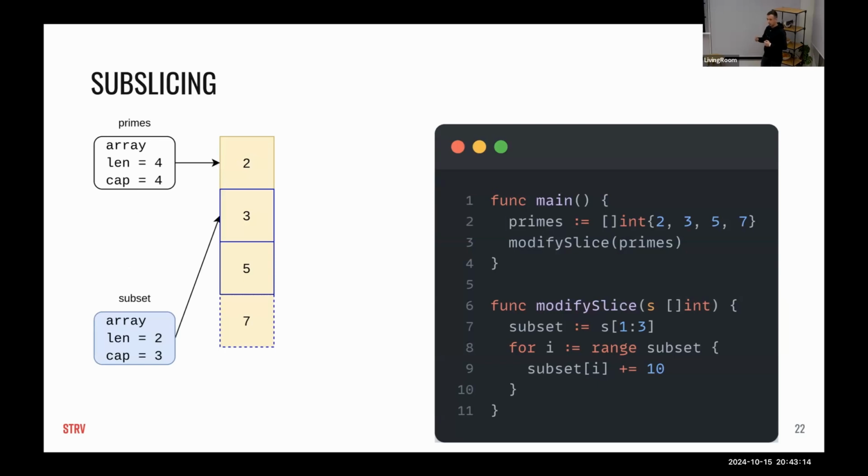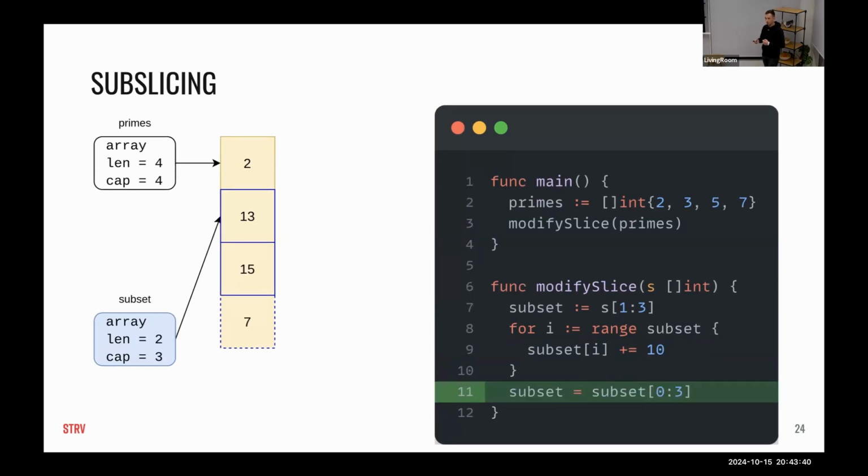We get rid of the original S, and now we work with our subslice called subset. We can see that even subslices are sharing the same memory as the original slice. So if we make any change to the subslice, all of the changes will be reflected and modified in the original slice.